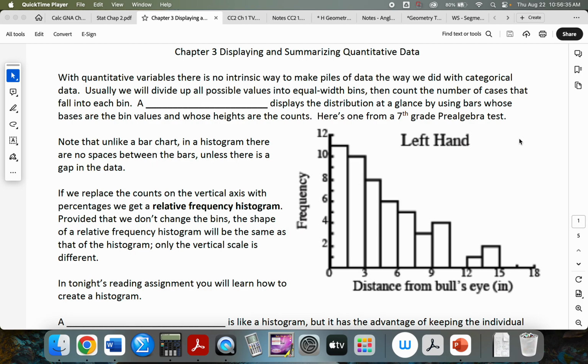With quantitative, what we usually do is we divide up all possible values into equal width bins, then count the number of cases that fall into each bin. This is called a histogram. You've done this before. That displays the distribution at a glance by using bars whose bases are the bin values and whose heights are the counts. This is from a 7th grade pre-algebra test.